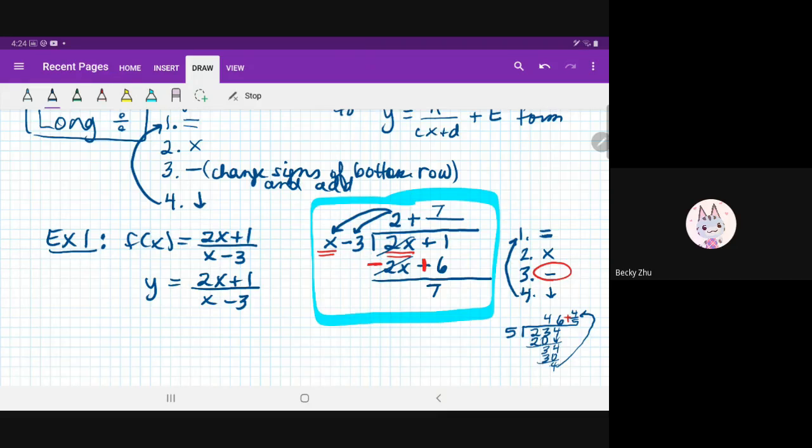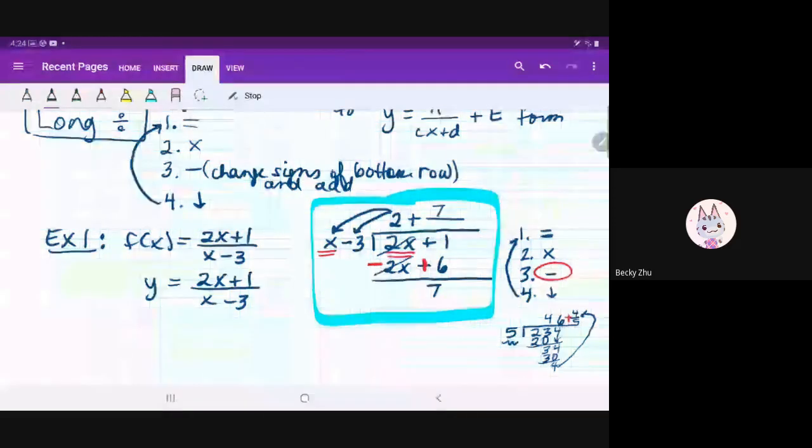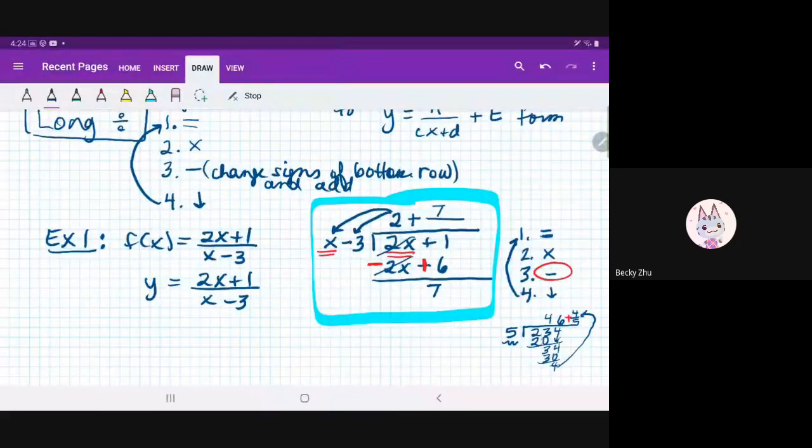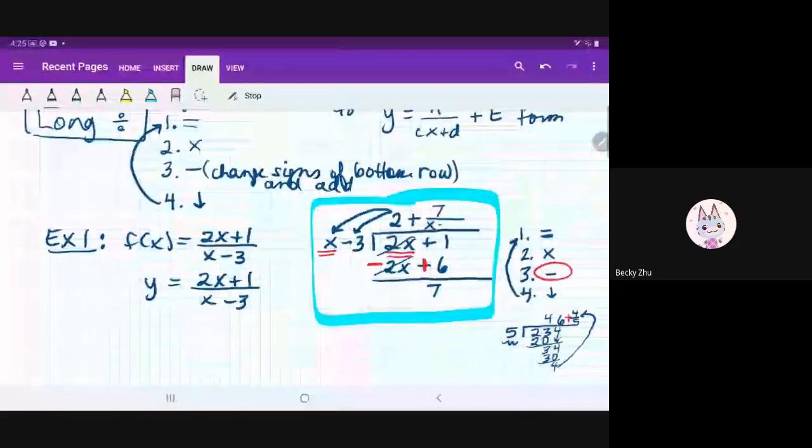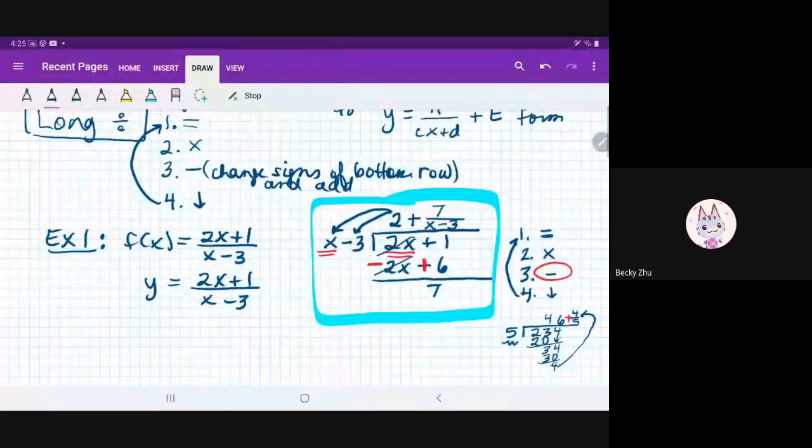And then what goes in the denominator of that fraction? What's the equivalent of the 5? So what would be in the denominator? Almost. So it's the whole x minus 3. So it's the whole term that's in the front.